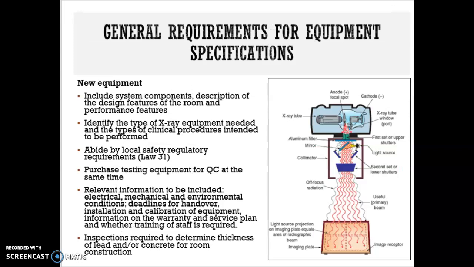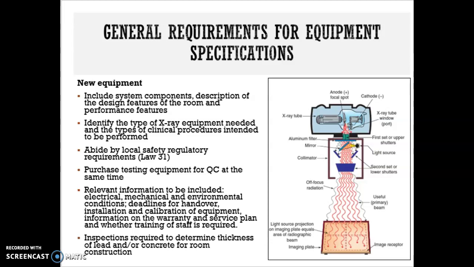With a focus on equipment specifications, it can be divided into either new equipment or existing old equipment. So let's start off with the new equipment. What is it that we need? When new X-ray equipment is to be purchased, the system components and the description of the design features of the room and the performance features of the equipment should be included in an equipment specifications document.